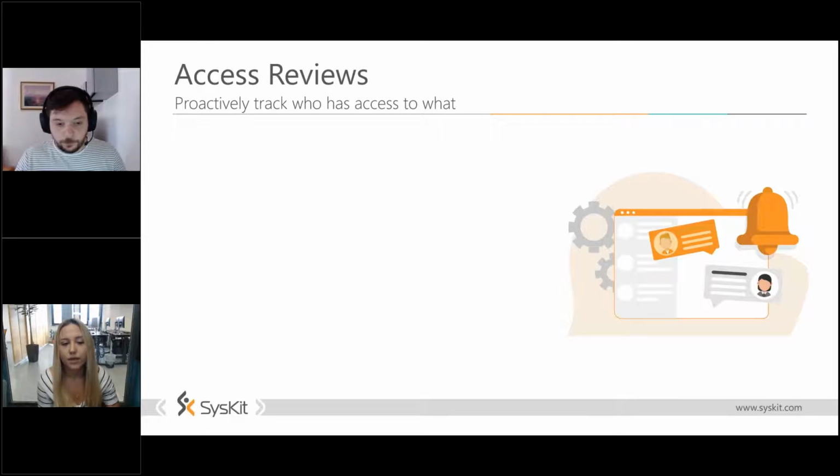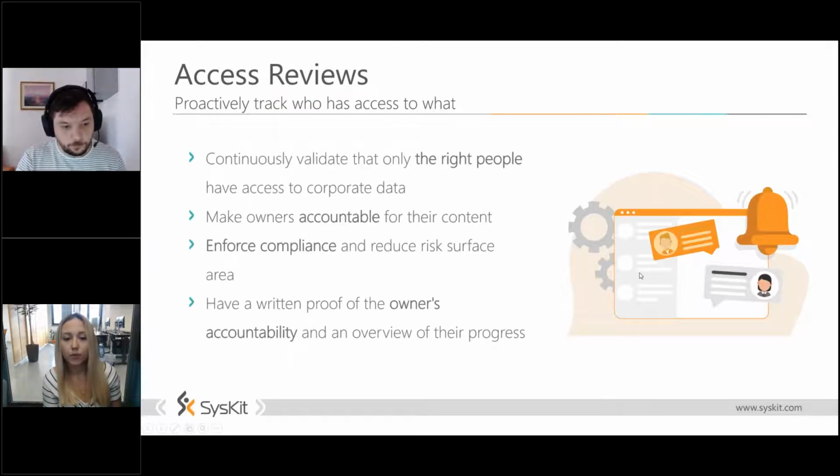The main idea of having regular access reviews is to proactively engage workload owners to review their sites, groups, and teams on a regular basis. What they are reviewing is who has access to what, in order to validate that only the right people can actually see your corporate data. By using this feature, you're making the owners accountable for their content. So you're delegating responsibility from IT teams to owners who actually have more operational insight.